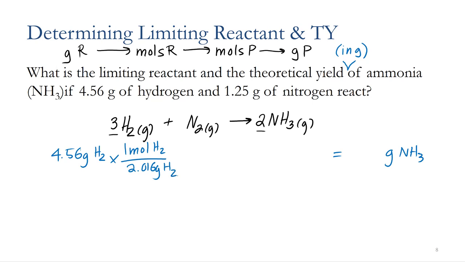All right. Now I go from my moles of reactant to moles of product. How do I do that? Using the balanced chemical equation. In this case, it's 2 moles of ammonia produced for every 3 moles of hydrogen. So 3 moles of hydrogen go on the bottom, so the moles of hydrogen cancel out, grams of hydrogen already did, 2 moles of ammonia on top.